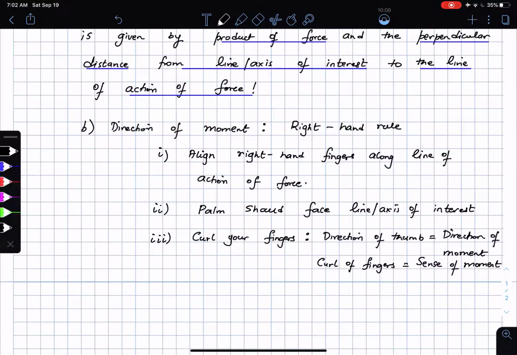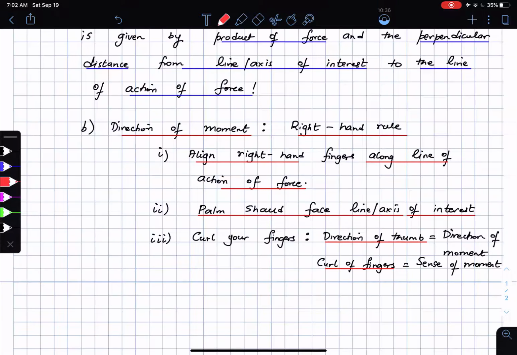Once again, we are making use of the right hand rule in order to obtain the direction of the moment. Align the fingers of your right hand along the line of action of the force. The most important thing here is your palm should be facing the line or the axis of interest. Then you curl your fingers. The direction of the thumb will give you the direction of the moment. The curl of the fingers will give you the sense of the moment, so this can be either clockwise or counterclockwise. I'm going to use this for the problem that I've just drawn above.